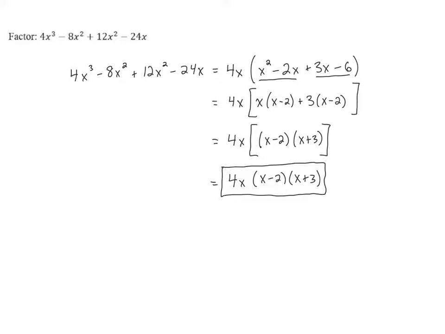And we have a problem that has 3 separate factors now. This is 4x times x minus 2 times x plus 3. Probably the most complicated one we've done so far, but definitely not the most complicated one we'll get to.